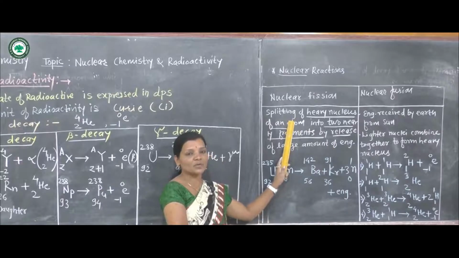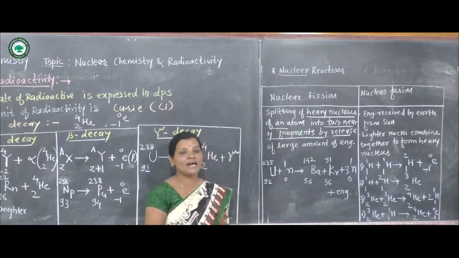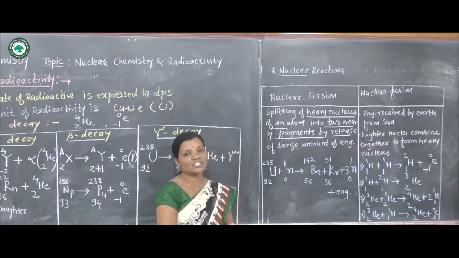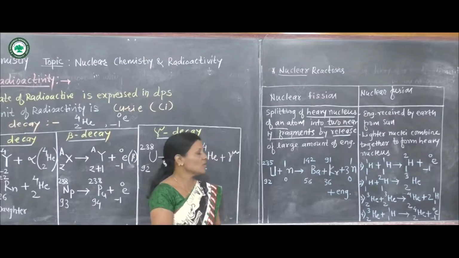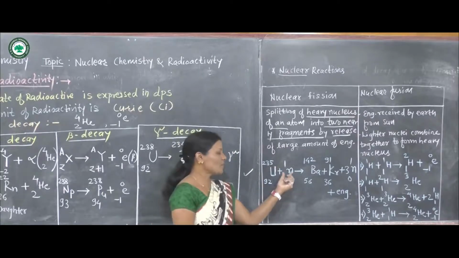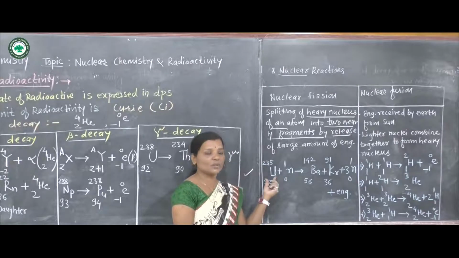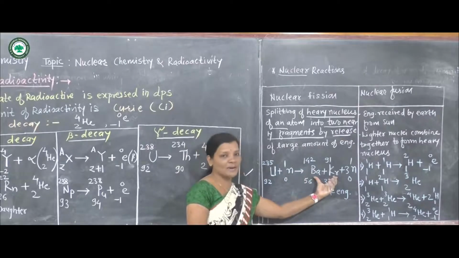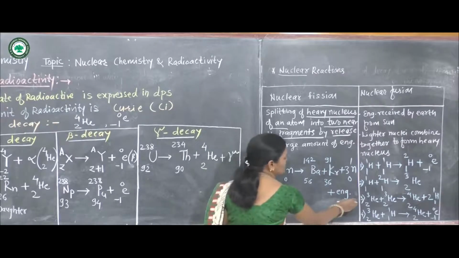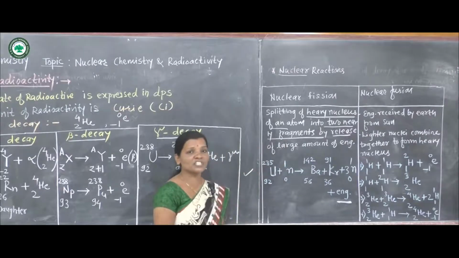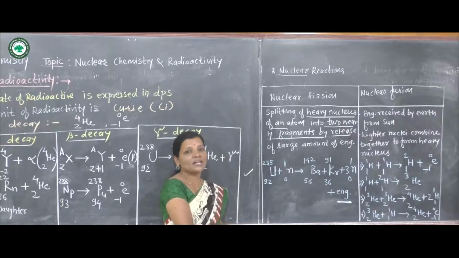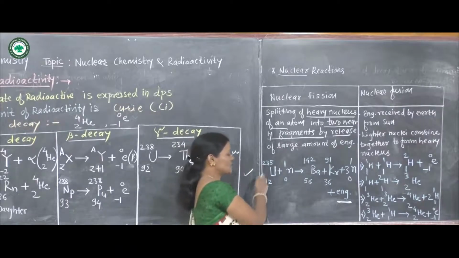What happens in nuclear fission reactions? Splitting of the larger, man-made nucleus takes place, and a large amount of energy is released. For example, consider uranium 92-235. After bombarding a neutron on this uranium, we get the formation of two fragments, barium and krypton, and a large amount of energy is released. Such reactions are called nuclear fission reactions.